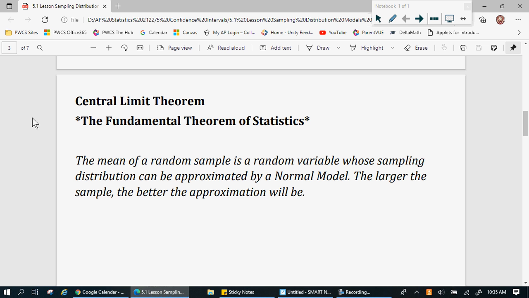Some of you might have taken calculus or might be taking calculus. There's this thing called the fundamental theorem of calculus. We won't get into that here, but they refer to this central limit theorem as the fundamental theorem of statistics.